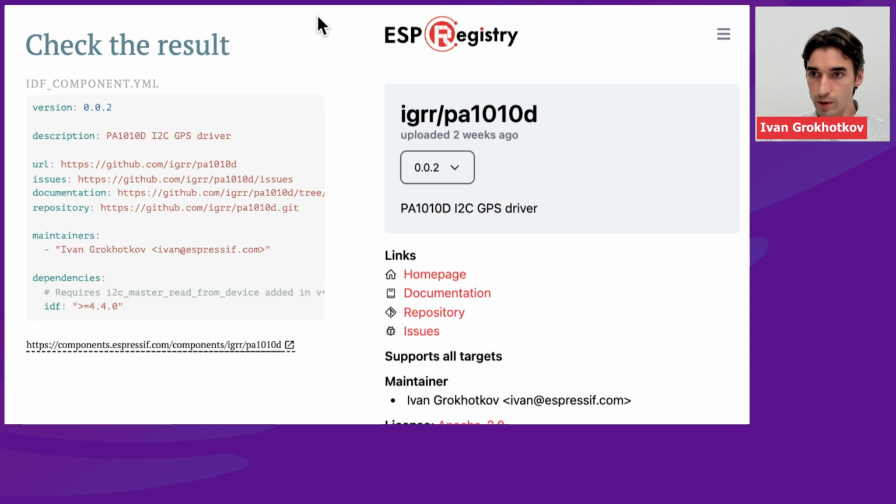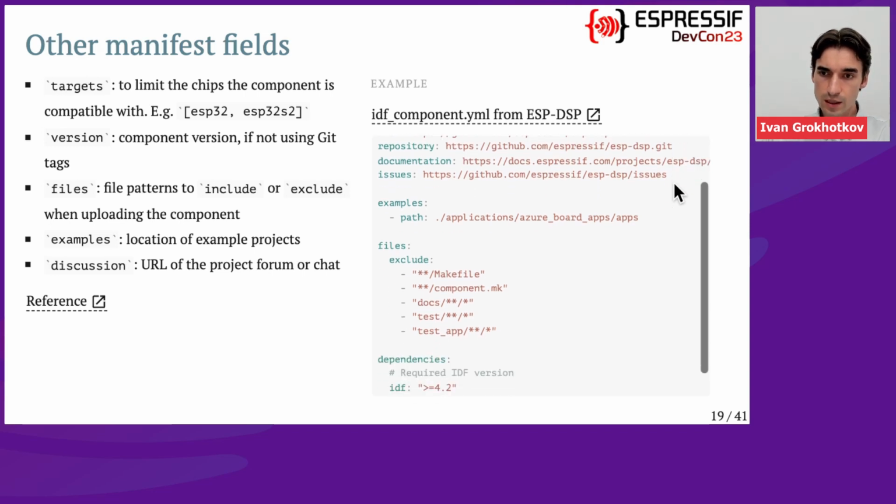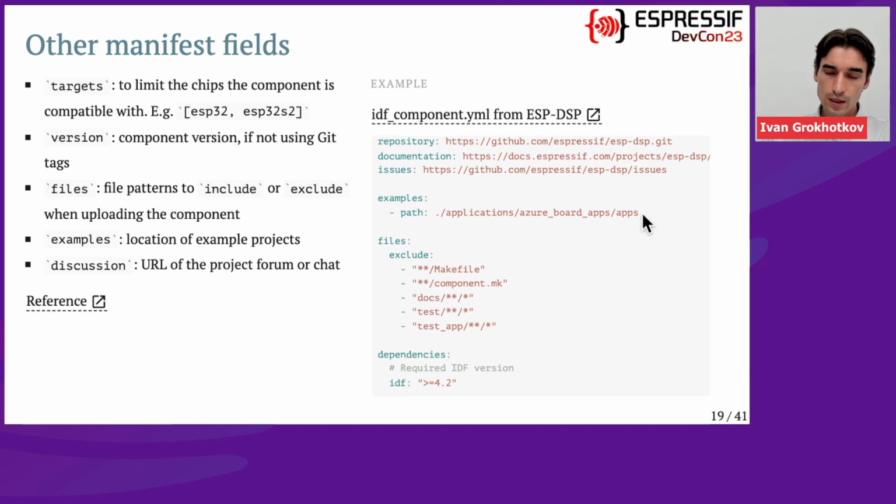All right, so we now have the component successfully uploaded. Let's take a look at another example of the manifest for some more fields that we can specify. This is the idf_component.yml file from the ESP-DSP project. In this case, one additional thing we see is that if the example application is not under the examples subdirectory, as I showed before, we can actually tell the component manager where to look for examples. In ESP-DSP, they have additional apps under the application subdirectory, so we can specify the path over here.